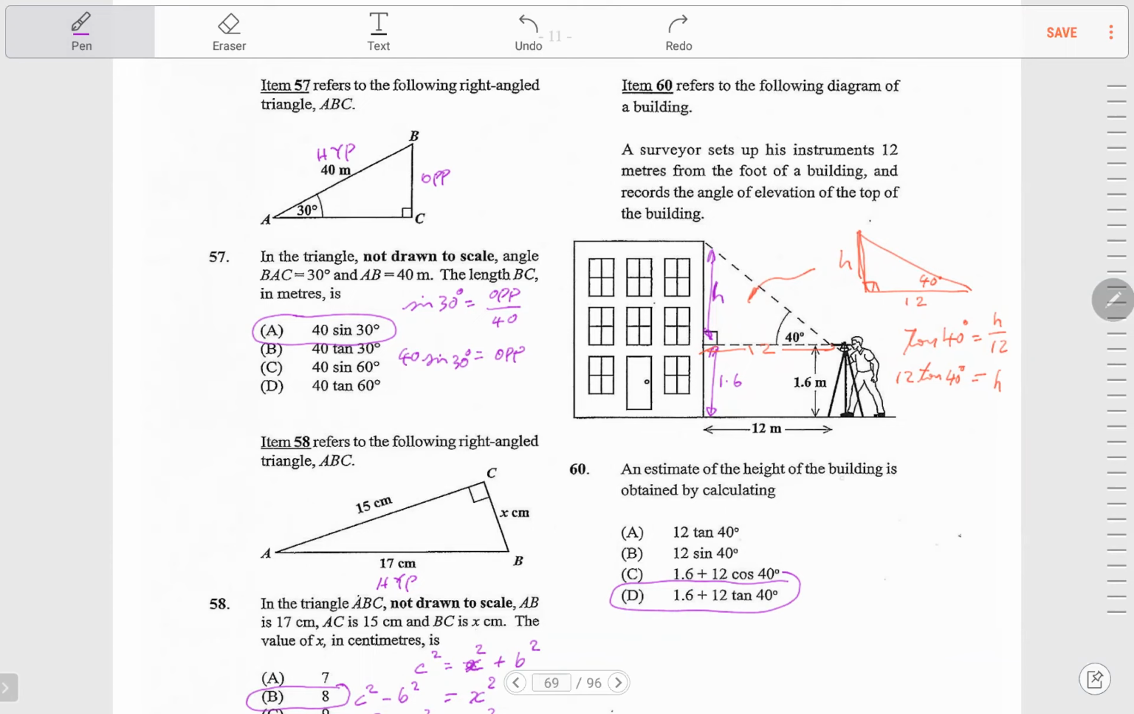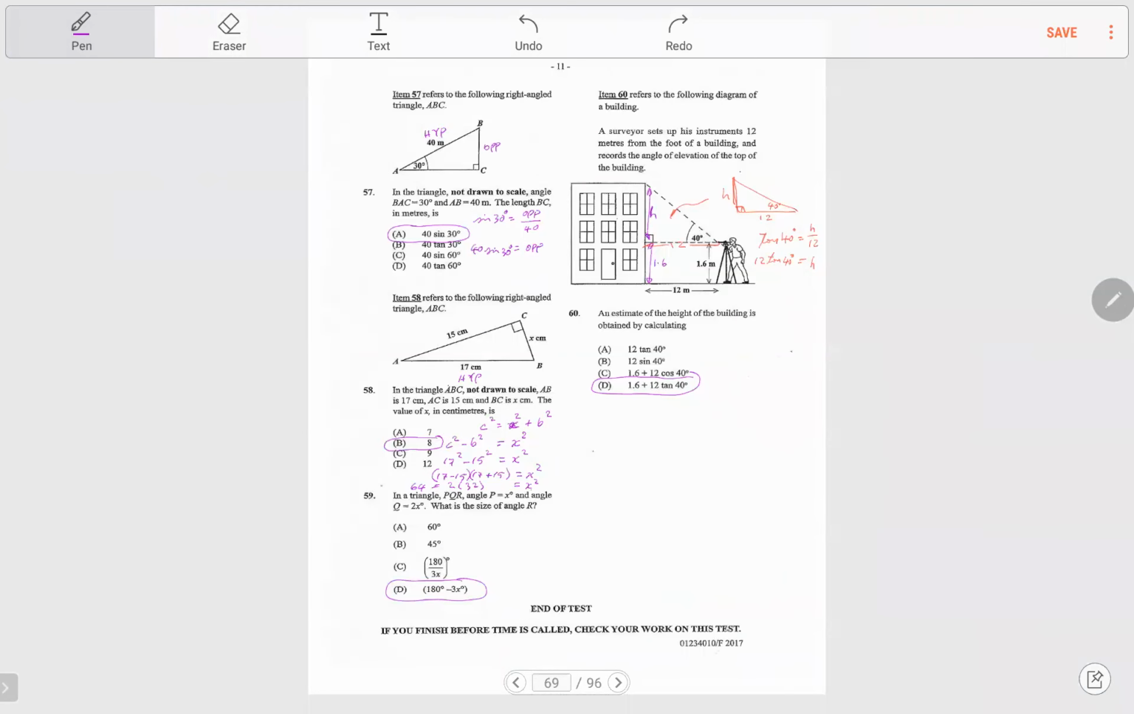The question wanted the overall height of the building. So it's 1.6 plus a section in the triangle there. All right, that is it. That's number 60. Moving right along to the next paper.